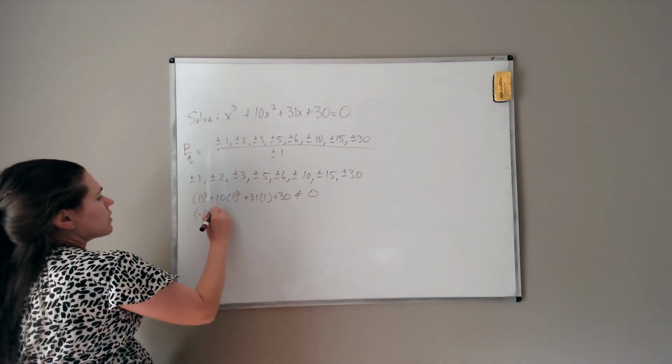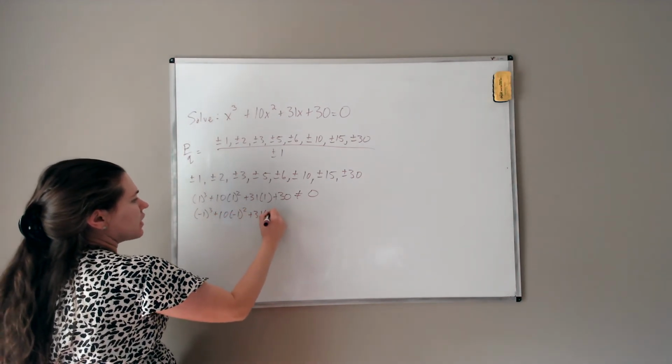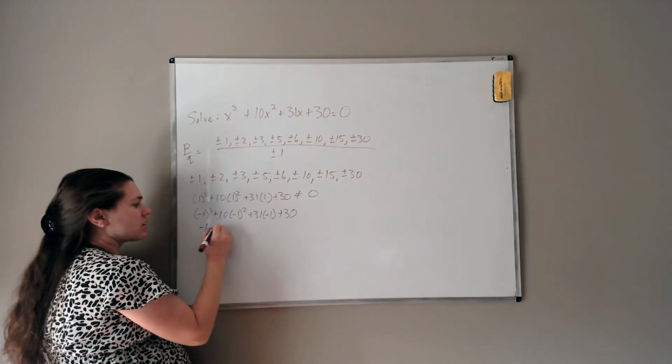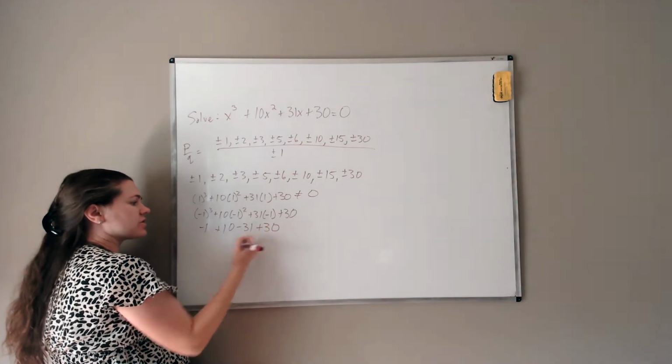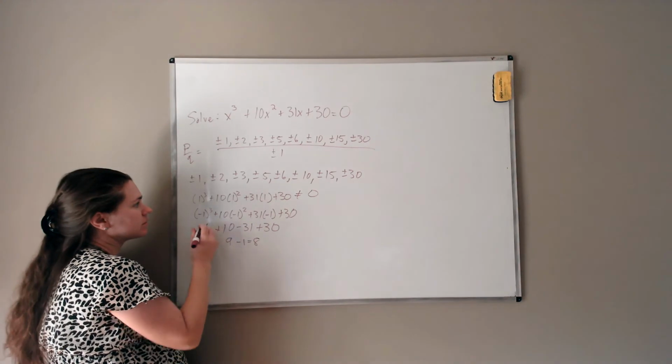Negative 1 to the third, plus 10 times negative 1 squared, plus 31 times negative 1, plus 30. This is going to be negative 1 plus 10 minus 31 plus 30. Okay, this is 9 minus 1. This is 8, so that doesn't work.